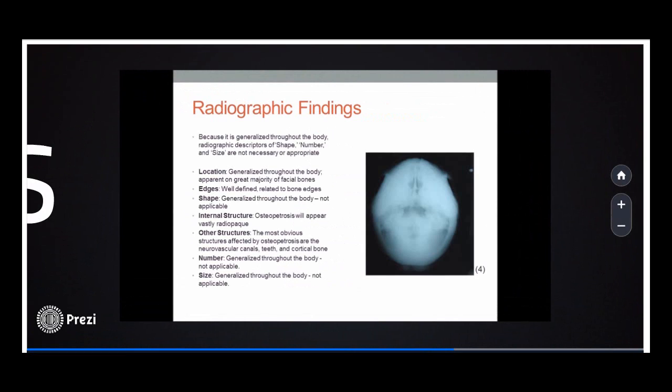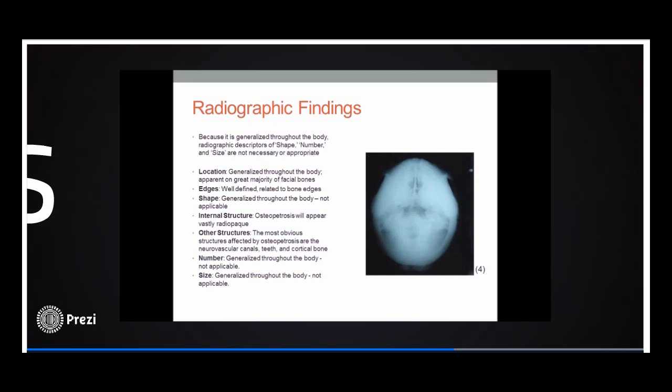Radiographic findings of this disease are tough to categorize via the LESION acronym due to its systemic nature. Location is generalized and should be apparent in most facial bones. Edges are well defined because the bones affected are well defined. The shape descriptor is not applicable as this is systemic in nature, and the internal structure is sclerotic and vastly radiopaque, which is evident from the radiograph on the right.